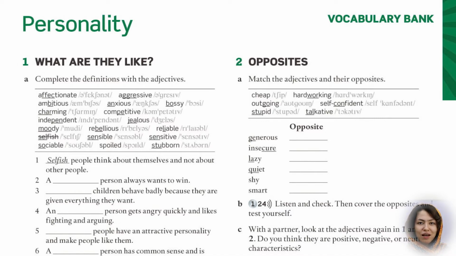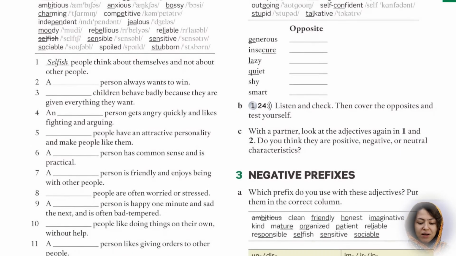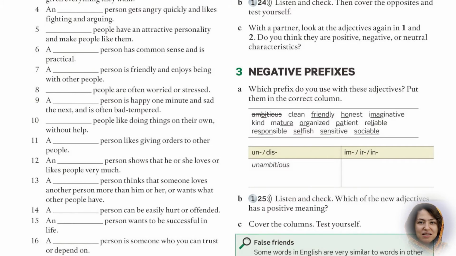Smart means intelligent. Based on the clues that I've given you, you can match the opposites. So let's go to part 3, negative prefixes. This part is really important. The first vocab is ambitious, a person who wants high ranks. And a person who is modest is unambitious. So you can make it negative by adding a prefix.